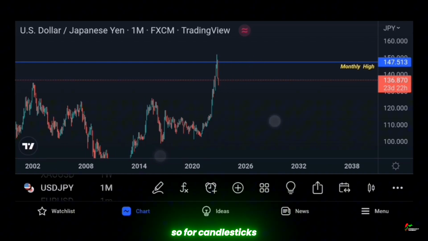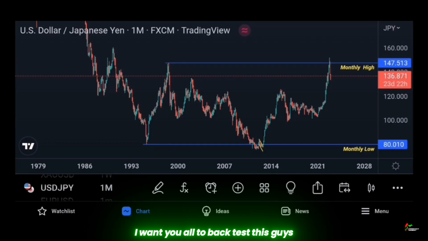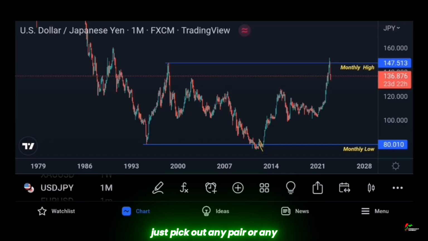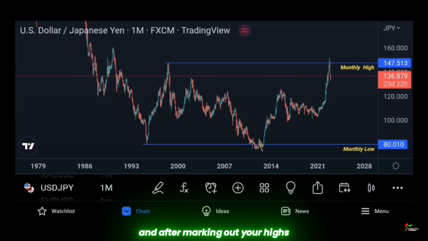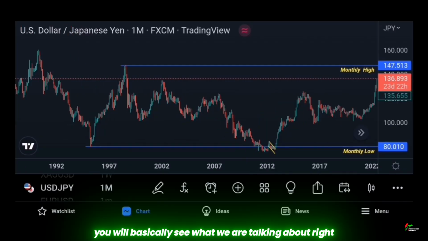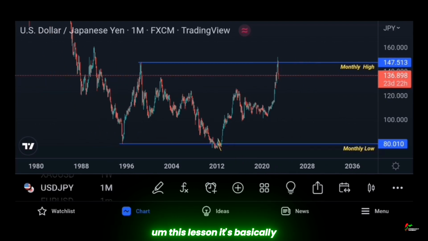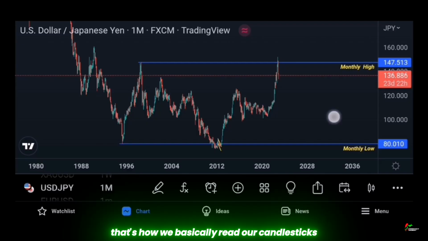All right, guys, so for candlesticks, that's what we are looking at. And I want you all to backtest this. Don't just watch this video, go and apply this, go and check it out yourself. Pick any pair or any instrument that you wish to trade, then mark out your highs, and after marking out your highs, you will see what we are talking about. So backtest this on your own. This lesson is basically how to read candlesticks.